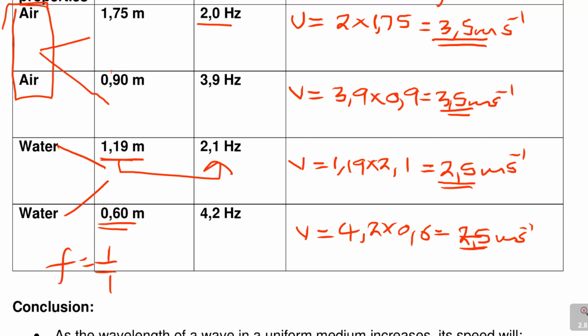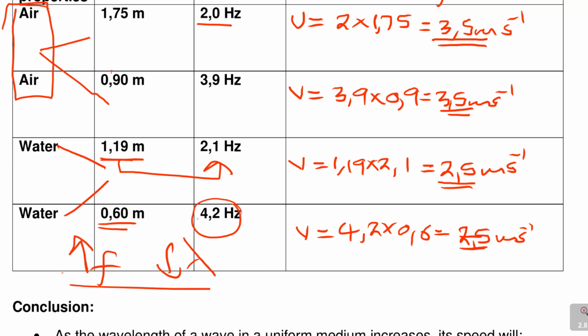But even here, look at the wavelength and frequency. They are not directly proportional but inverse. When the frequency increases, the wavelength decreases. Do you see that? Look at it: frequency is high, wavelength is less.